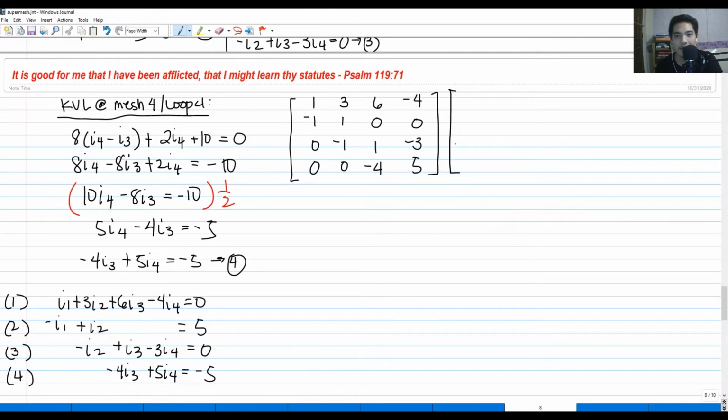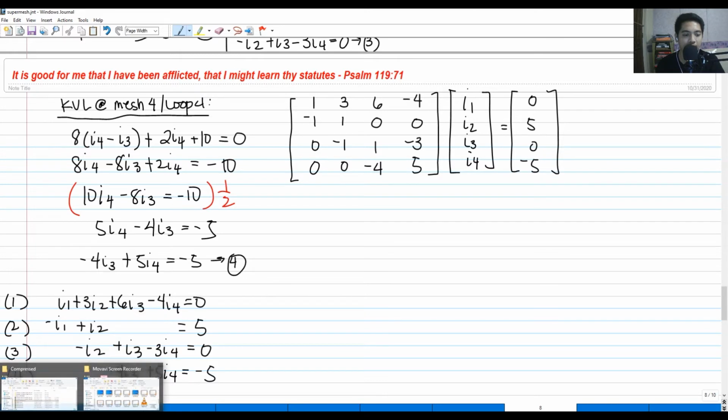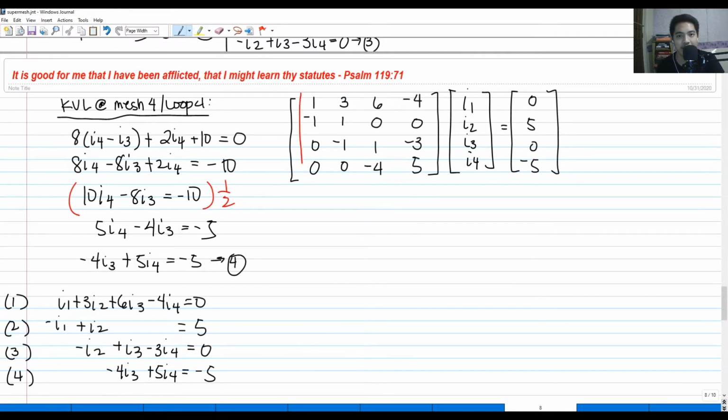Then here we have I sub 1, I sub 2, I sub 3, I sub 4, and that should be equivalent to the constants. So we have 0, 5, 0, and negative 5. What we are going to do is get the determinant of this 4 by 4. I'll have to use the cofactor method, so I'll be choosing the row which has many zeros, so that our computation would be easy.